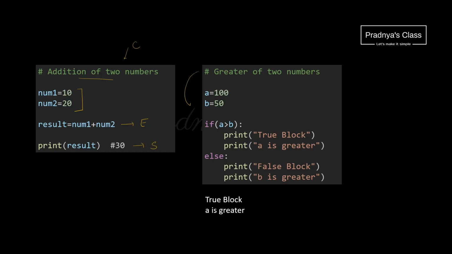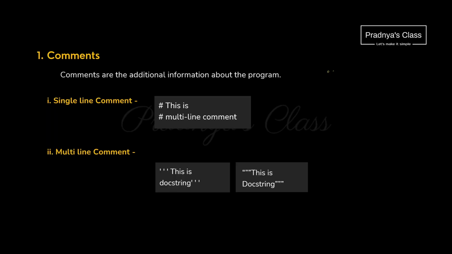Look at the second example, greater of two numbers. Here are statements. If A is greater than B is an expression. Using colon we are creating the block. These two statements are a part of the block. There is one more block, else. So if you want to describe each block, you can write in this way.